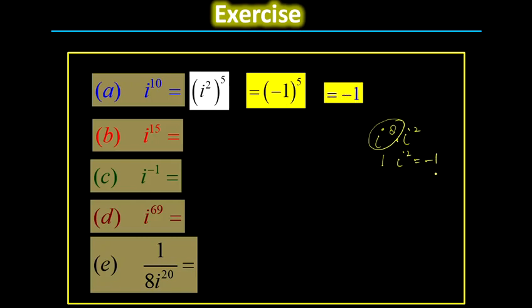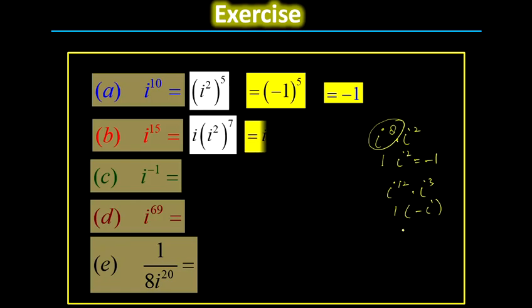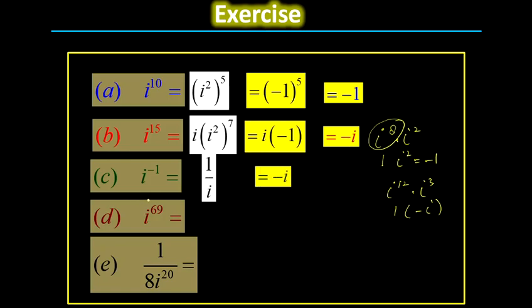i power 15. I can rewrite i power 15 as i power 12 into i cube. What is i power 12? Multiple of 4, that is 1. i cube, we have just learned, is equal to minus i. Check this please. If it is 1 over i, then it is negative iota. I will discuss later on why it is negative iota.